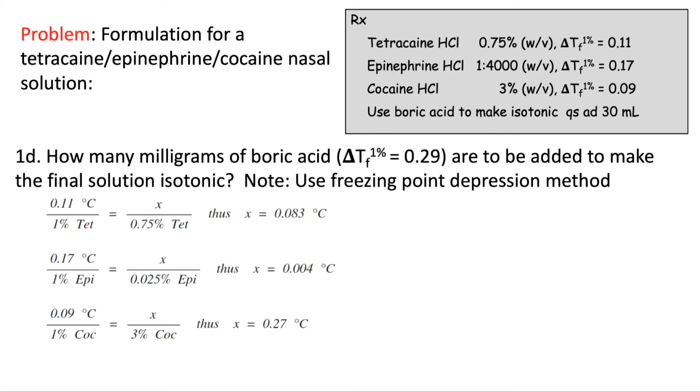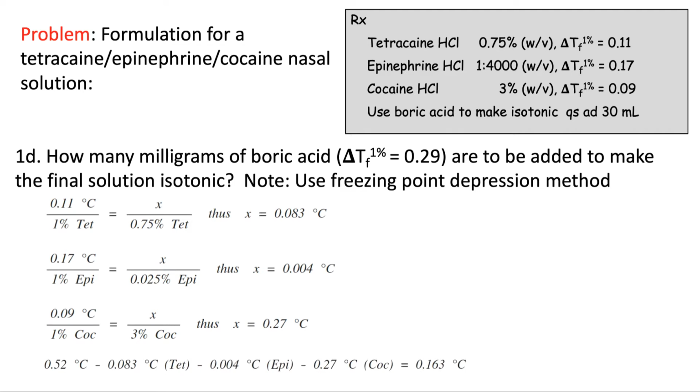Solve for X, and we get a 0.27 degrees reduction in freezing point caused just by the cocaine. Now, in this method, now that we know the individual changes caused by the individual ingredients, let's start from our target and subtract the individual effects.